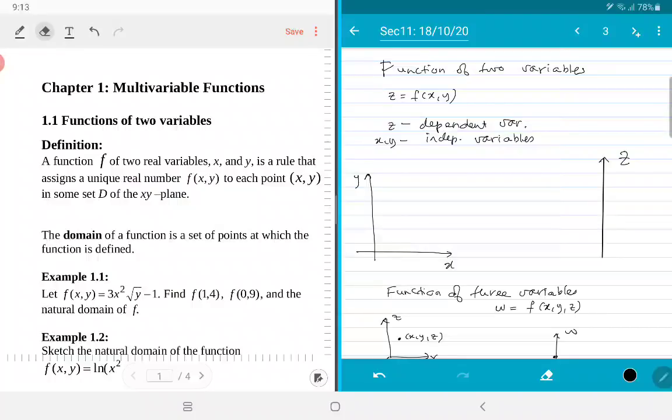Today's topic is on a domain of multivariable functions. So we're going to look at functions of two variables and also functions with three variables. Okay, let's start with functions of two variables.